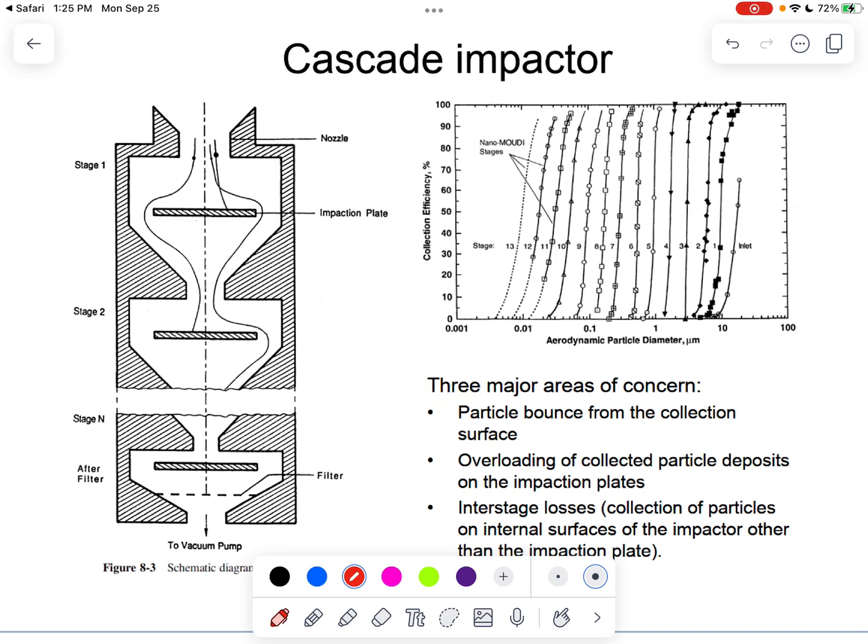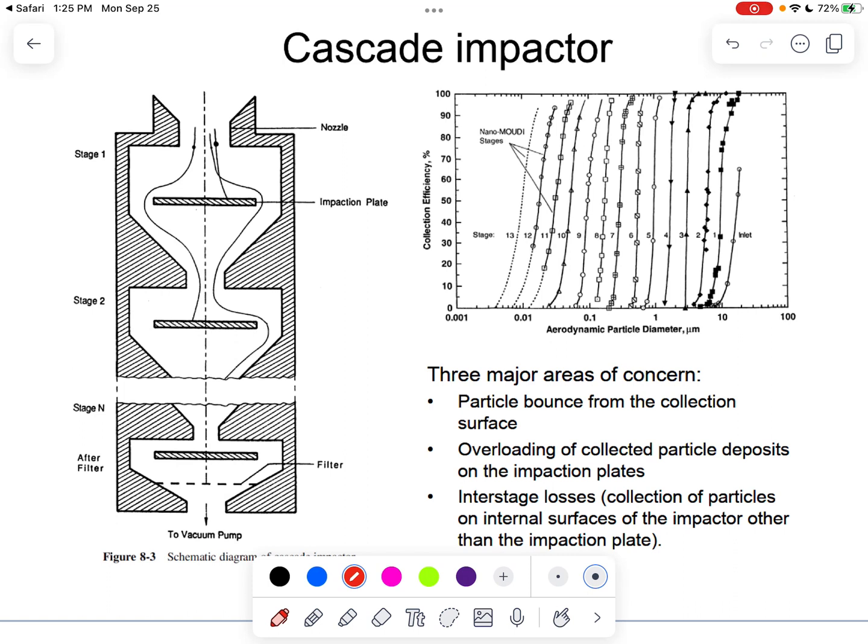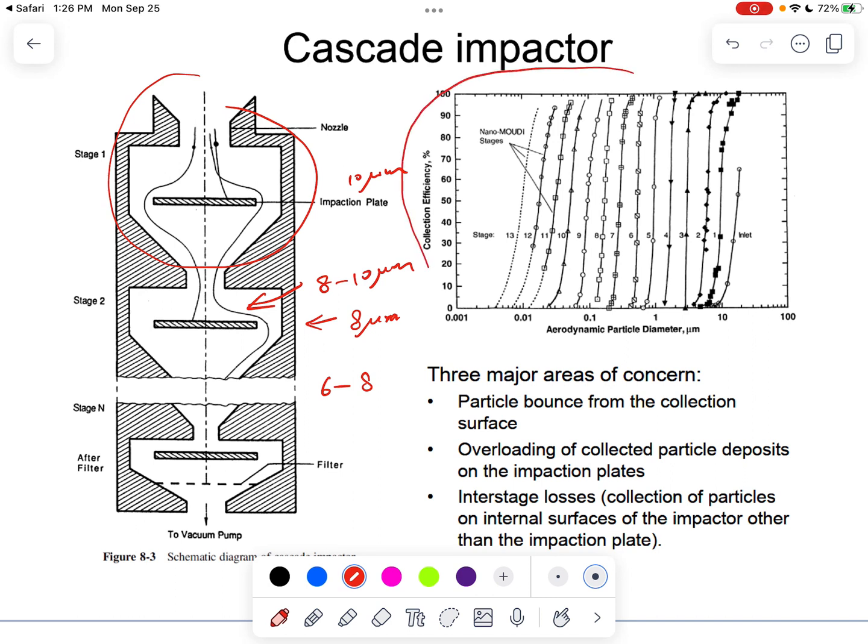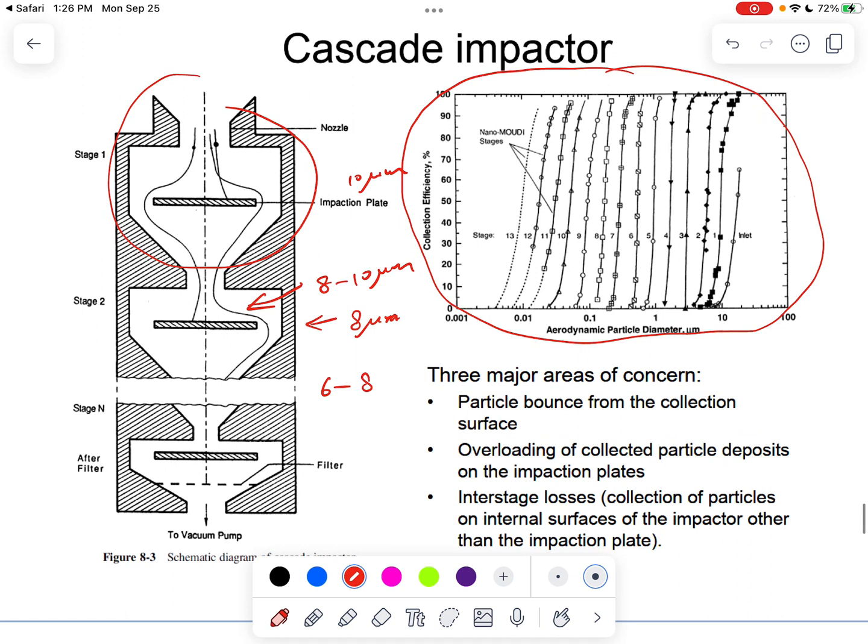You can actually assemble these impactors in series, and this is what we call the cascade impactor. So we achieve classification of particles of different sizes. For example, for this stage, let's assume it classifies particles of 10 micrometers. If the next stage collects particles below 10 micrometers, then on this stage you just have particles between 8 and 10 micrometers. For the next stage, you can have 6 to 8, and all the way down. So you can assemble an array of impactors, and that's what we call cascade impactors.